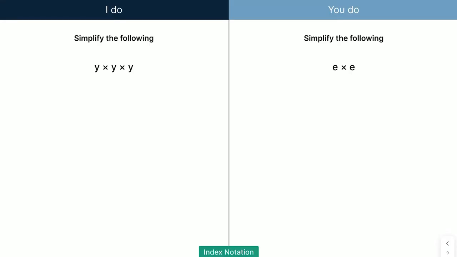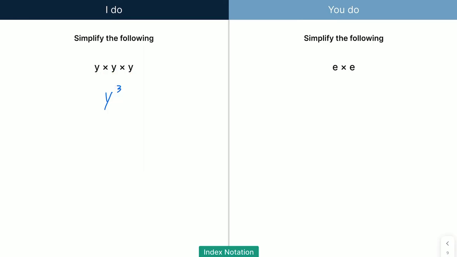So the way my videos work, I'm going to do the example on the left, which is I do. You are then going to press pause and have a go at the example on the right, which is you do. And the bottom of the slide has the type of example. So we've been asked to simplify the following. So we can simplify this down to y cubed. So the 3 is telling us how many y's there are.